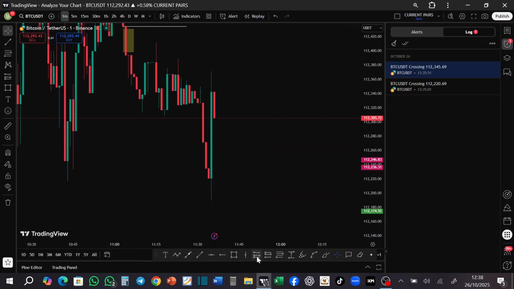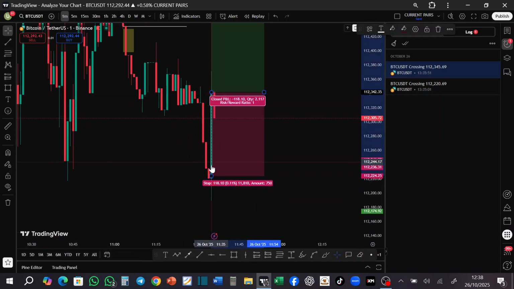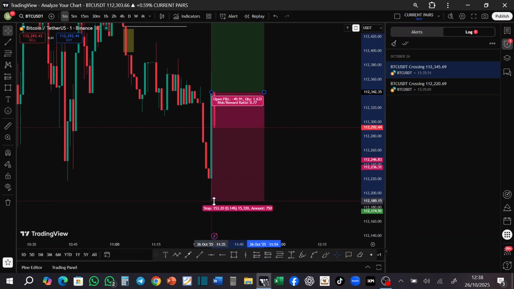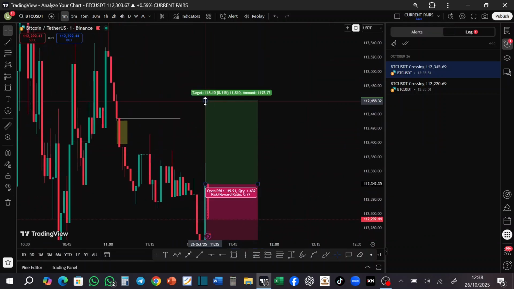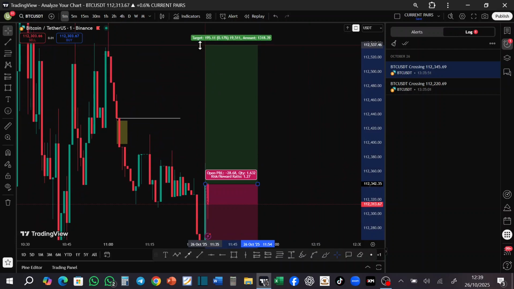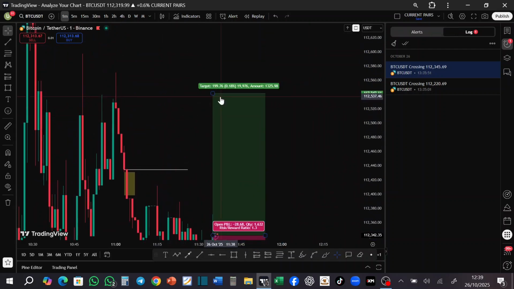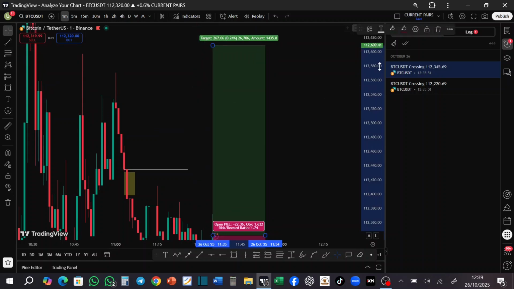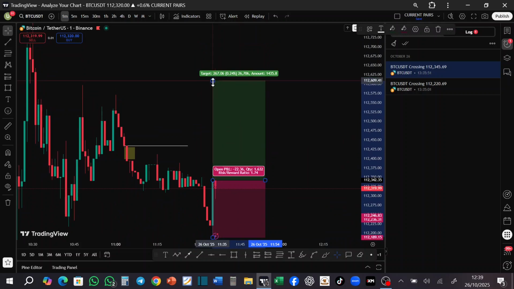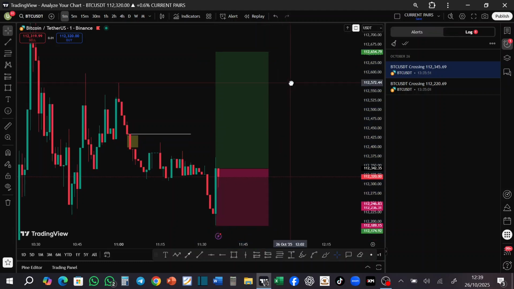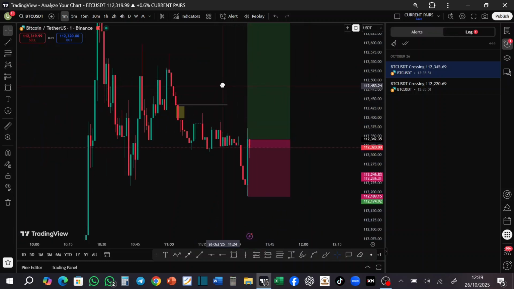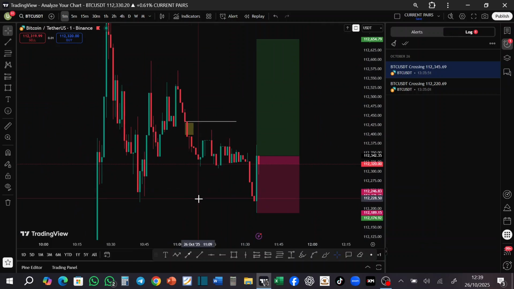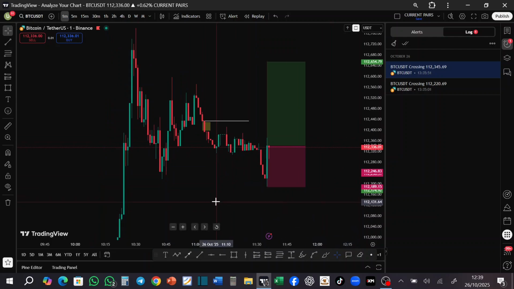So in terms of entry, I'm supposed to enter like that, then go for a 1 to 2 risk to reward ratio like that. Okay, let me see how I'm going to make it. 1 to 2, okay, just here. So this is a 1 to 2 risk to reward ratio as one of my entry models. So this is a trade that I'm in.